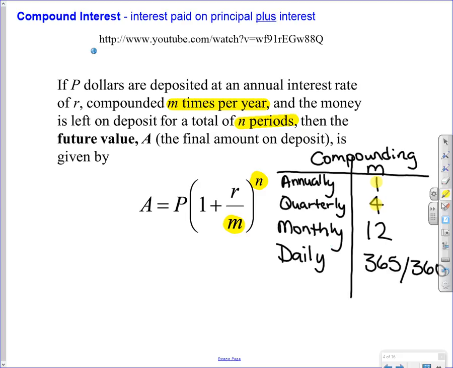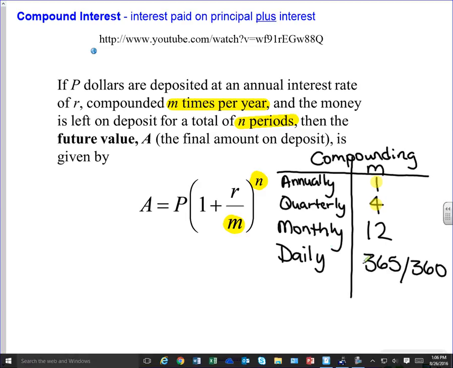If it's daily, and rarely you might get one that's daily on some of your homework, they'll tell you how many days to use. Sometimes they say use 360, mainly because ending in a zero makes it a little easier when you're calculating. But it might be 365. It just depends on the problem. But usually we don't have many dailies. Usually we're doing annually, quarterly, monthly. Those are the most common ones. So let's do some examples here.